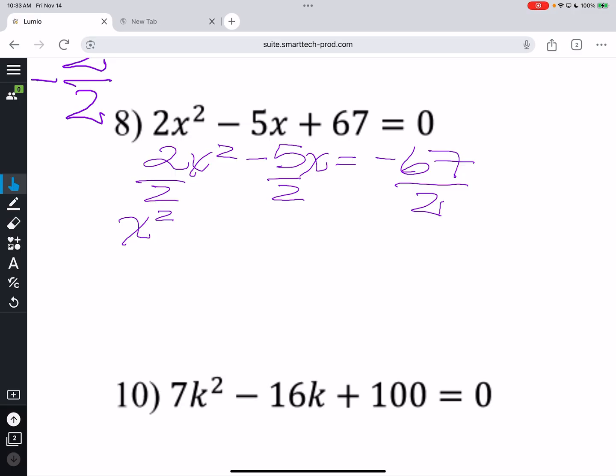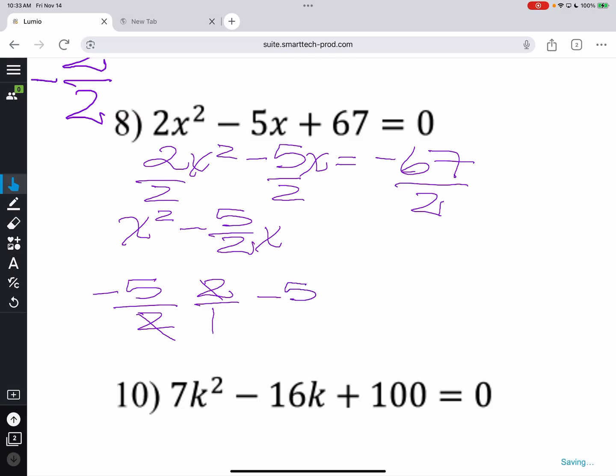So we have x squared minus 5x. Now, what do we do to that middle number? Divide by 2, which means multiply by 1/2. And then what happens when we do that? Negative 5 over 2. And then you're going to do what to it? Square it.